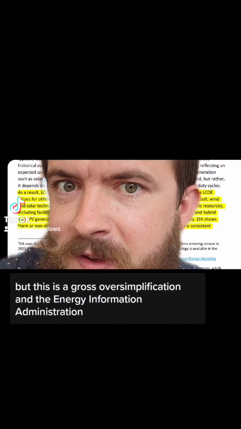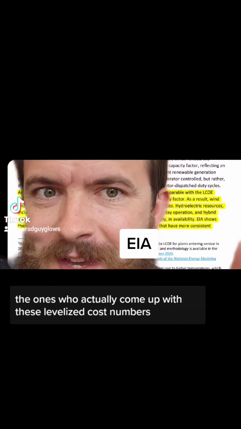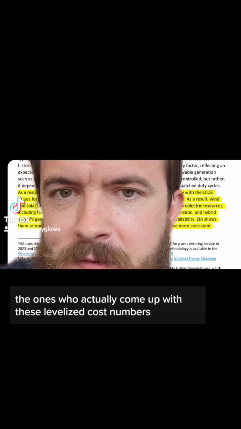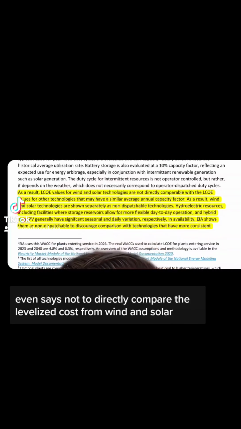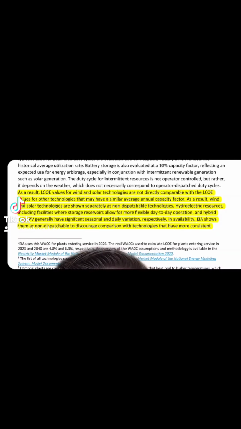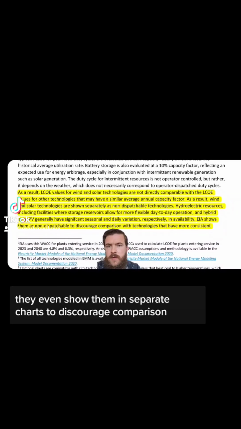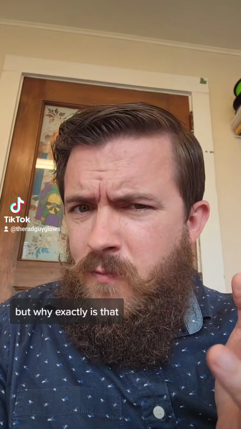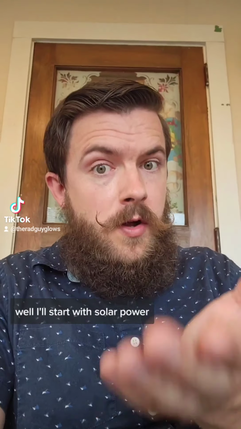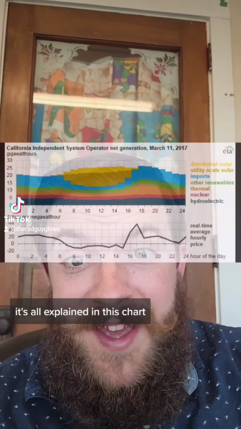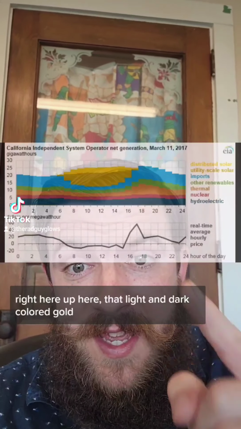And the Energy Information Administration, the ones who actually come up with these levelized cost numbers, even says not to directly compare the levelized cost from wind and solar to other technologies. They even show them in separate charts to discourage comparison. But why exactly is that? Well, I'll start with solar power. It's all explained in this chart right here.